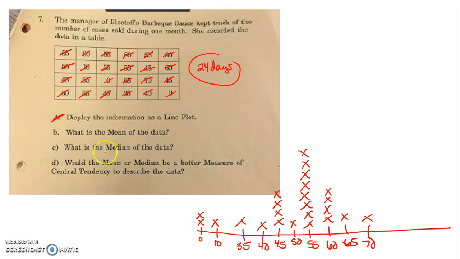So that's part A. Part B is what is the mean of the set of data. For the mean, you add up all the data.